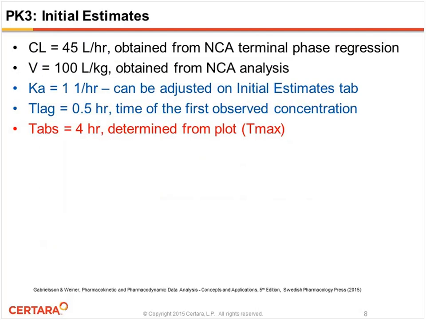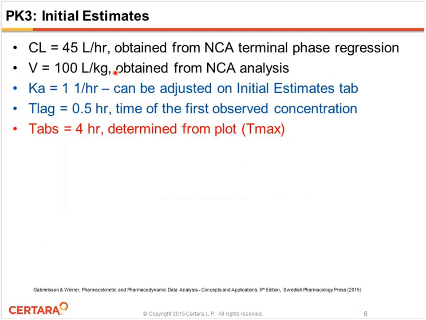So with these models, it is good to start with initial estimates for the parameters in the model. And so how would these be obtained? For clearance and volume, these can be obtained from non-compartmental analysis. The clearance, we have 45 liters per hour, and the volume of distribution initial estimate is 100 liters per kilogram.